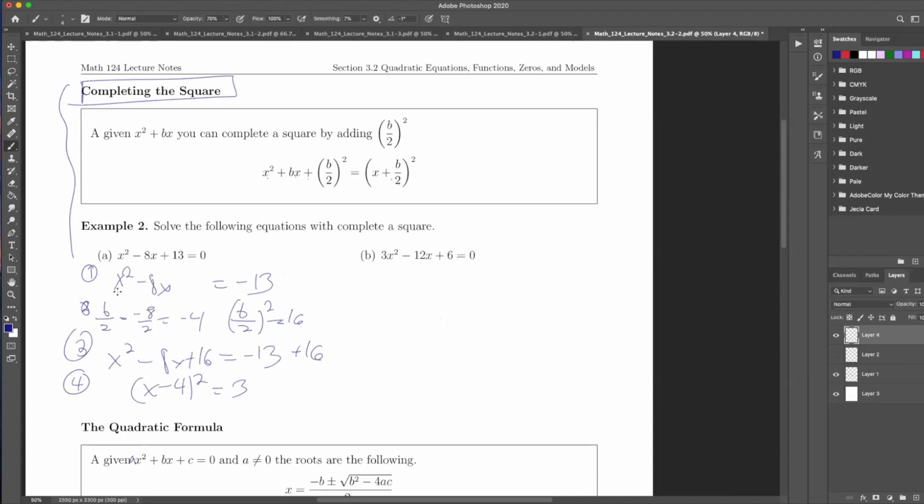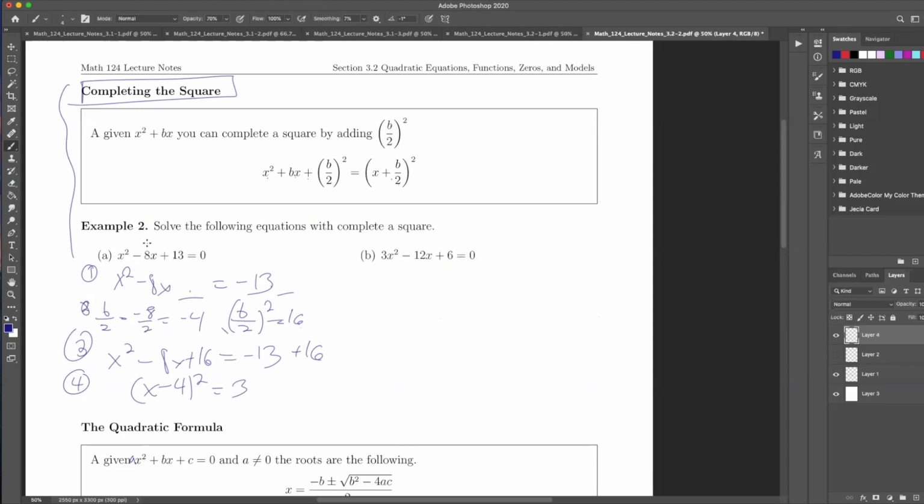So the first thing I do is move the 13 over, because I want to have it nice and clean on this side to complete my square. And I leave space. I leave the space, right? And actually, when I show you, and I'll do this one more time at normal speed, I'll show you why I leave the space. Then I'm going to figure out what b over 2 is.